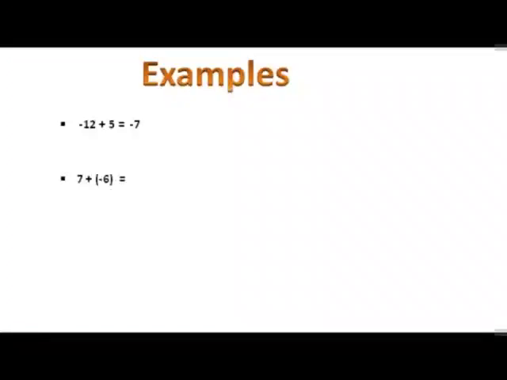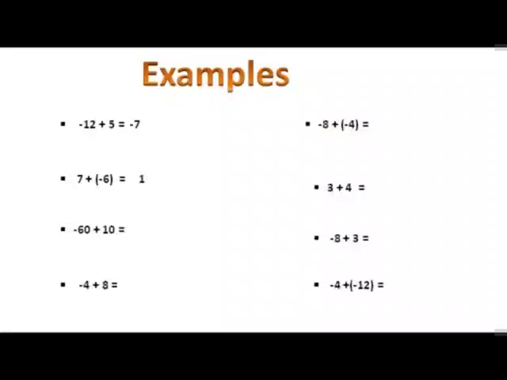Again, let us take one more example. +7 plus -6. Again, the different signs of integers to be added. So, what will be the answer? 7 minus 6 is 1, and the larger number has a positive sign. So, the answer is +1. Very good. Now, pause the video and note down the remaining examples. You will solve them in your rough notebook.